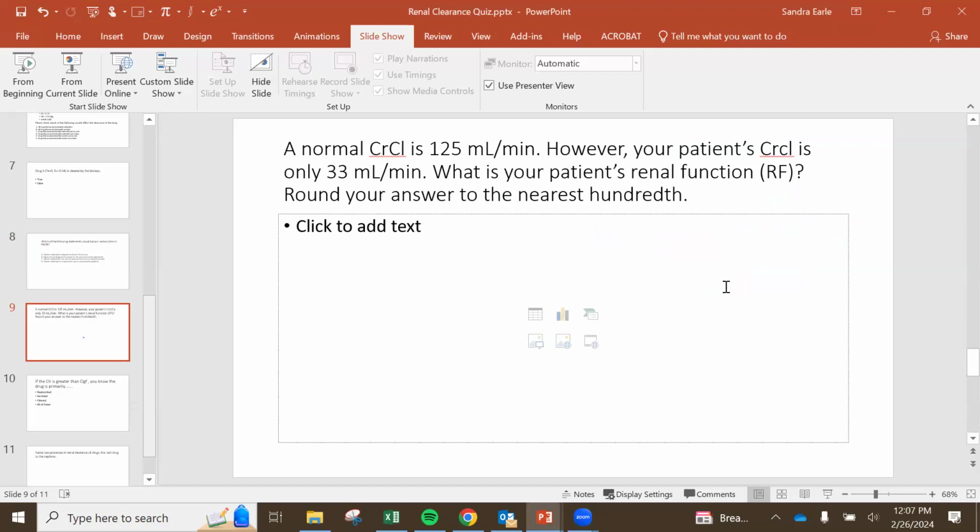All right, I think one or two of you did not put this in the 0 to 1 format, but put it in a percentage. Be careful about that if I ask you. Renal function should be between 0 and 1. So 33 divided by 125. So I got 0.264, and we're going to round to the nearest hundredth. So we're going to say 0.26. Okie dokie.